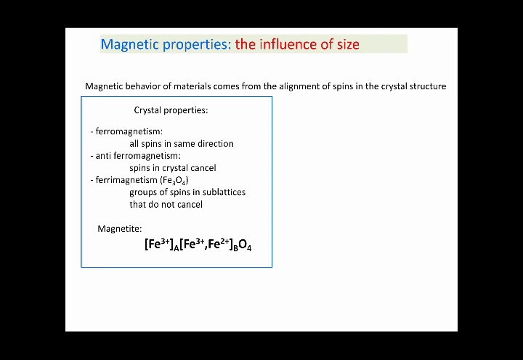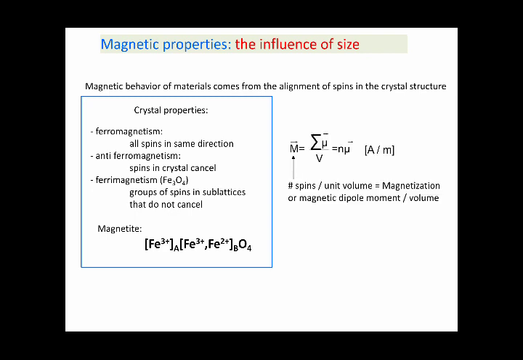So basically there are 3 types of magnets: ferromagnet, antiferromagnet, and ferrimagnet. So it all depends on whether the electrons are moving in the same direction or in different directions, and how they behave in the external field. So magnetite is the most magnetic in nature, and you have its formula here. It has both iron ions, Fe2+ and Fe3+.